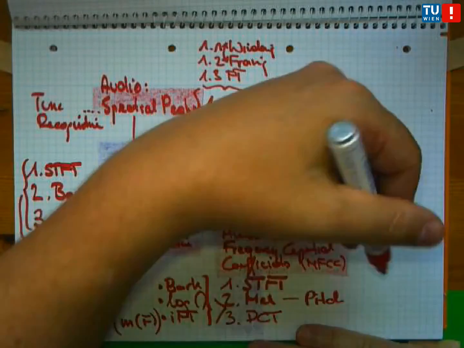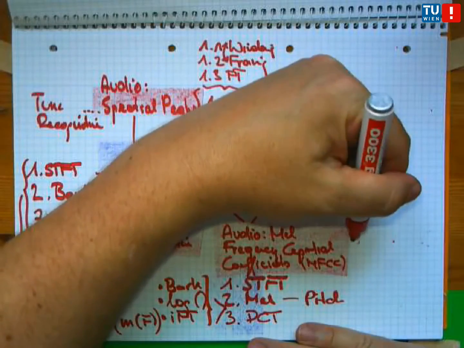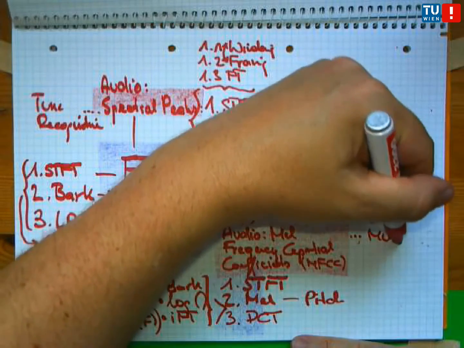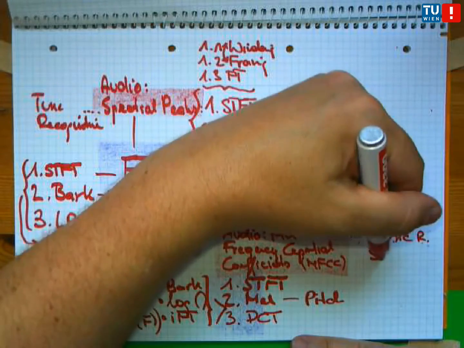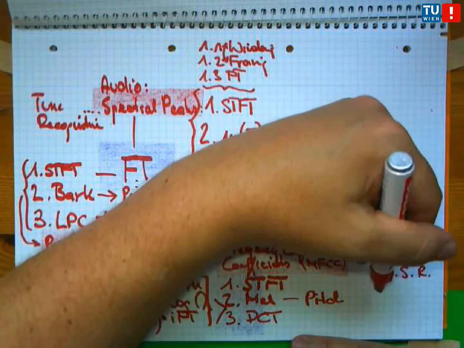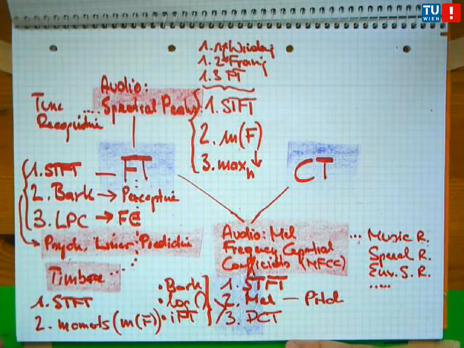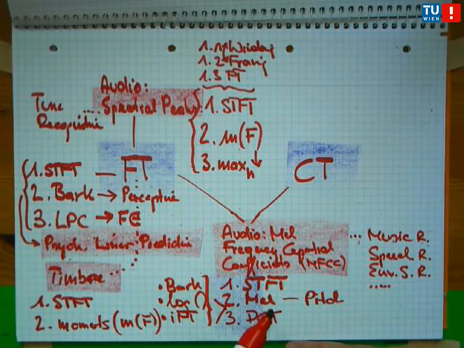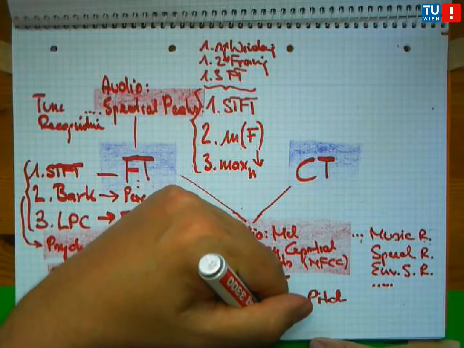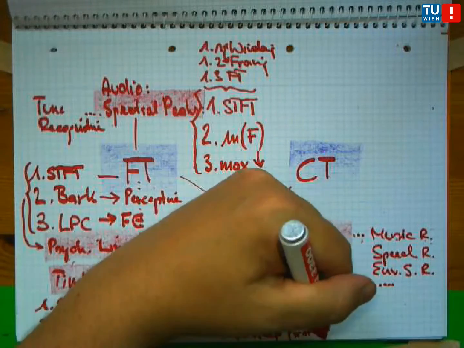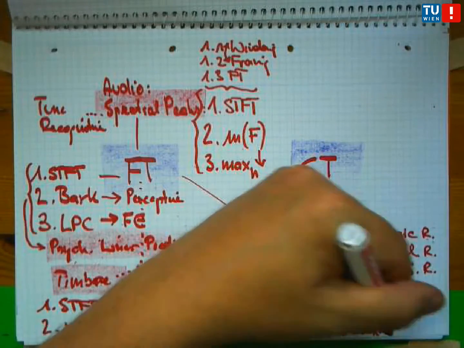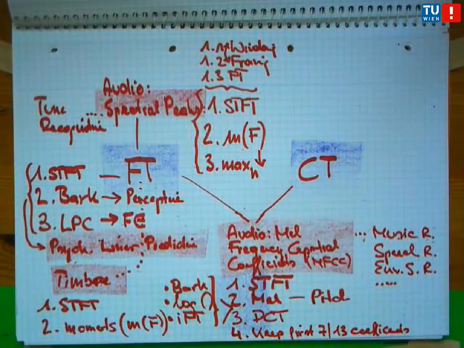And I do this in detail because MFCC is the foundation of music recognition, speech recognition, environmental sound recognition. So essentially everything that matters in audio, here or there, uses MFCCs. In the last step, by the way, after DCT, you throw away almost all coefficients. Typically, you keep the first 7 or 13 coefficients. All the other thousands you throw away.